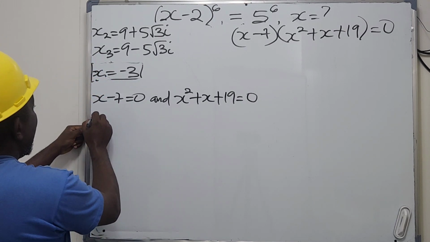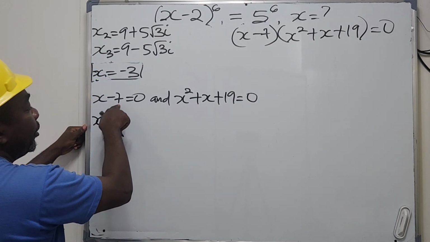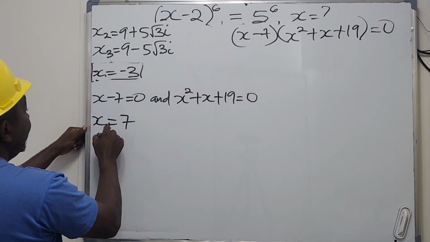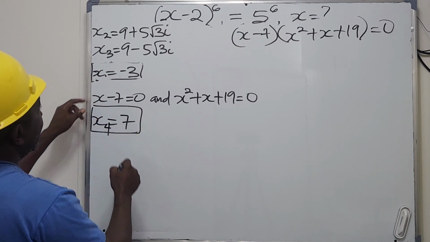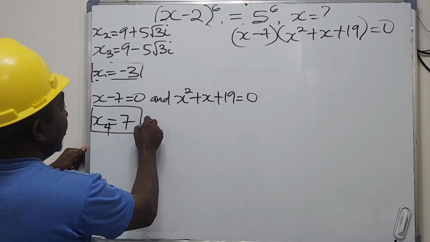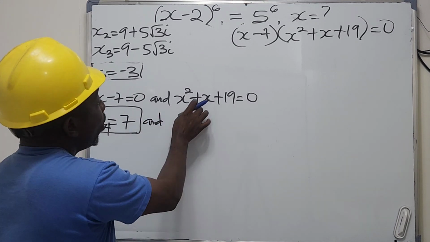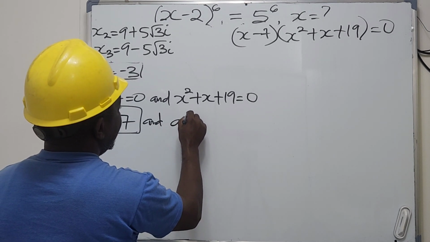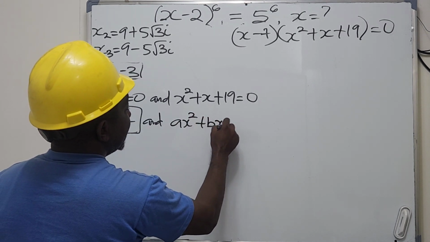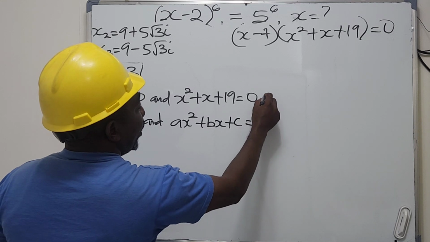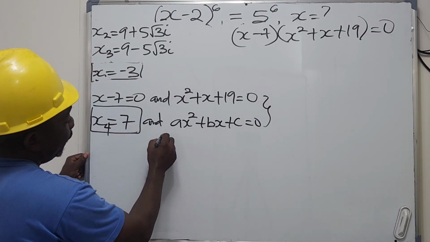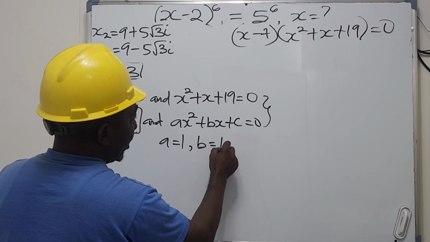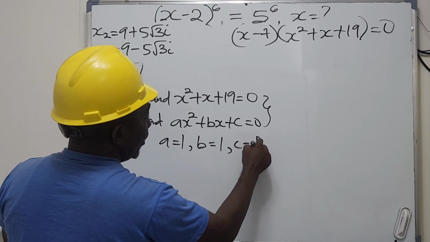For this first one, our x here will become, when minus 7 is transposed to the other side, it becomes 7. So this is the fourth value of x, which is x4, because we have x3 here. And also, when we equate this with our quadratic formula, which is in the form ax to the power of 2 plus bx plus c equals to 0, you can see that the value of a equals to 1, the value of b equals to 1, and the value of c equals to 19.